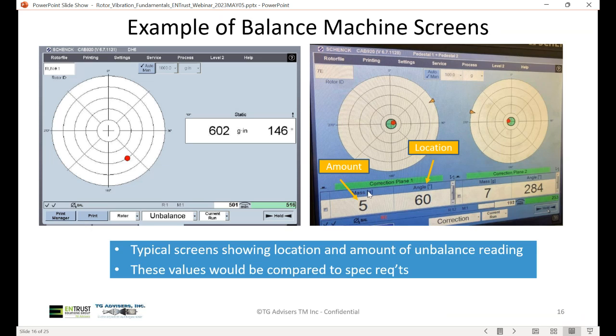And in this screen, you can see that there's more than one balance plane, balance plane 1 and balance plane 2. In both cases, the required weight is similar, 5 grams on plane 1, 7 grams on plane 2, but the angular location is different. In this case, the screen provides the unbalance in terms of inch grams and circumferential location.